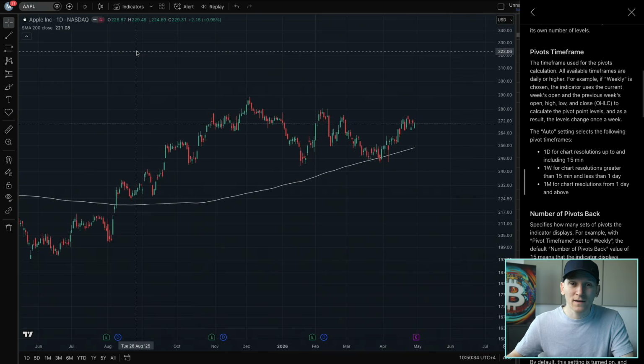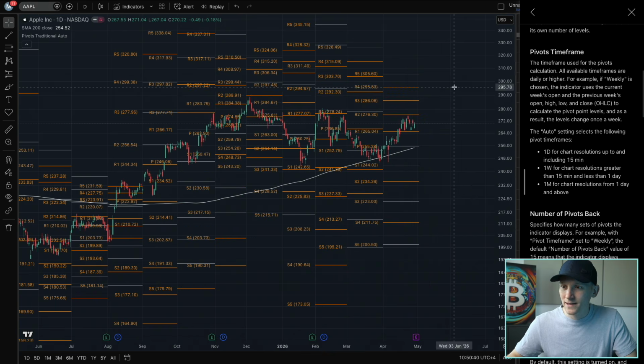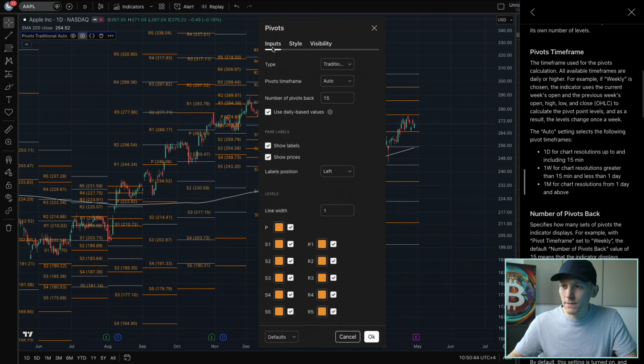If you put the pivot points indicator on your chart afresh, it's a bit of a mess, to be honest. So go to indicators. I'm just going to press pivot points. And yeah, it's a total mess. So what I do is go to the settings here. On inputs, I just change the number of pivots.